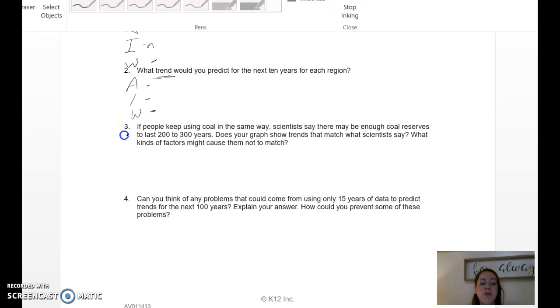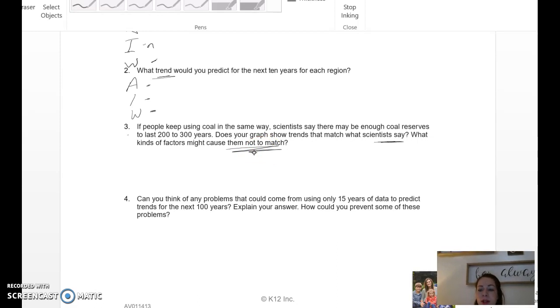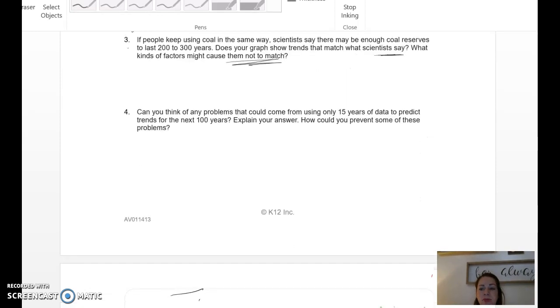Question 3. If people keep using coal in the same way, scientists say there might not be enough coal reserves to last 200 to 300 years. Does your graph show that the trend, so up or down, match what the scientists say? So you have to answer this part of the question. And then what kinds of factors cause them not to match? Answer that as well. This is 2 points. So use your brain. You know that coal is a non-renewable resource, so you have to decide what might be causing the data on your graph not to match what scientists say.